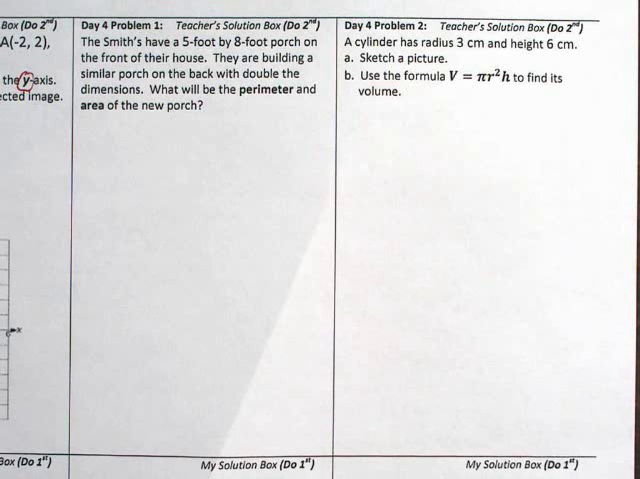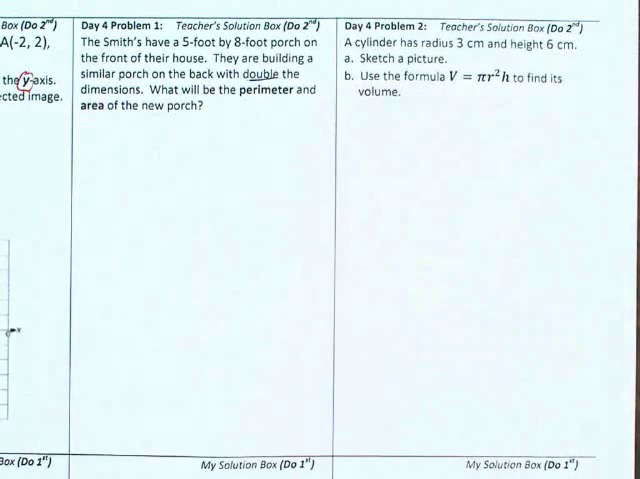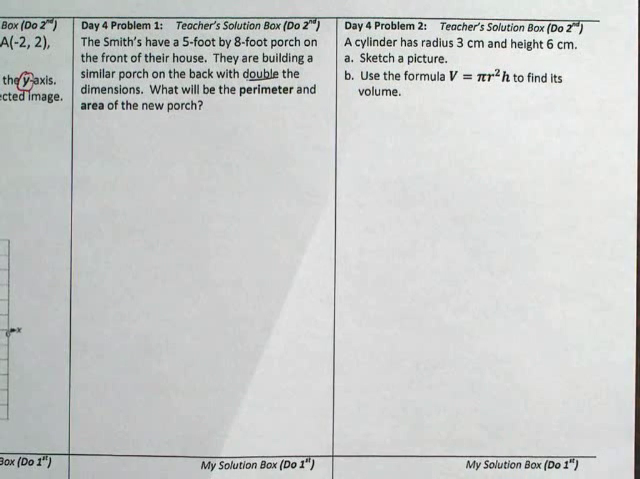Day 4, Problem 1. The Smiths have a 5-foot by 8-foot porch on the front of their house. They are building a similar porch on the back with double the dimensions. What will be the perimeter and area of the new porch?